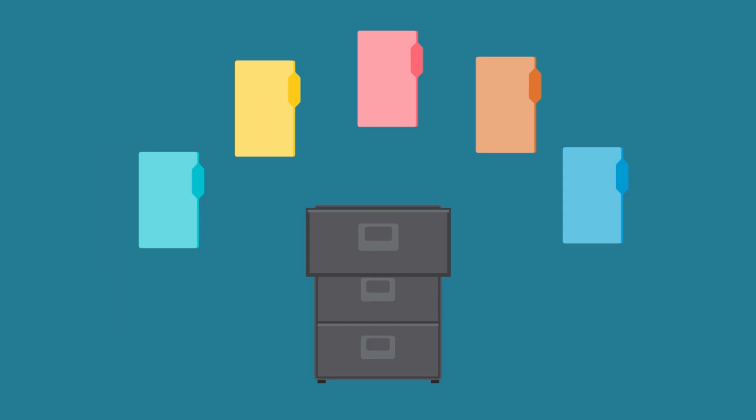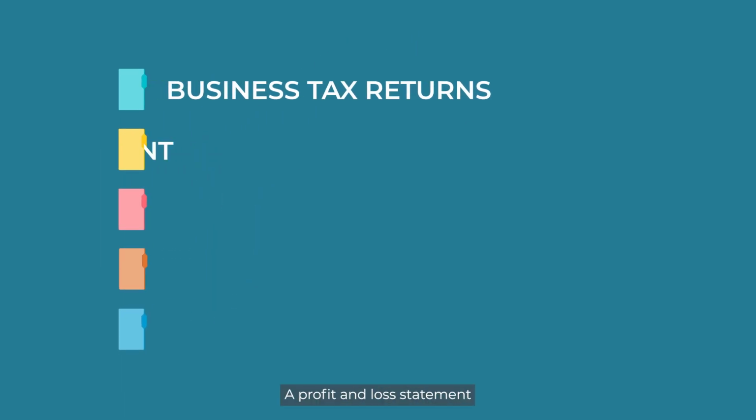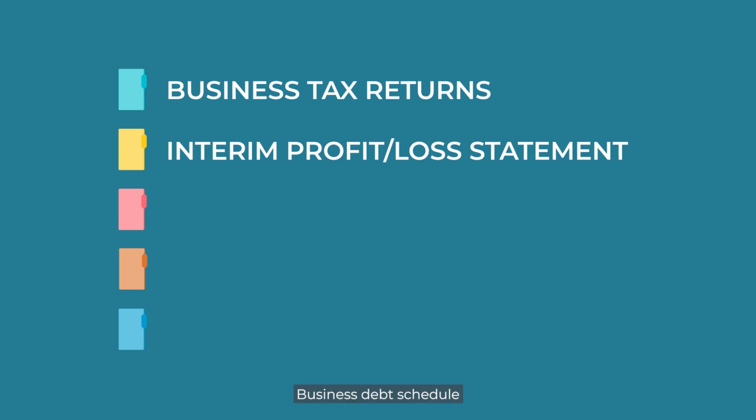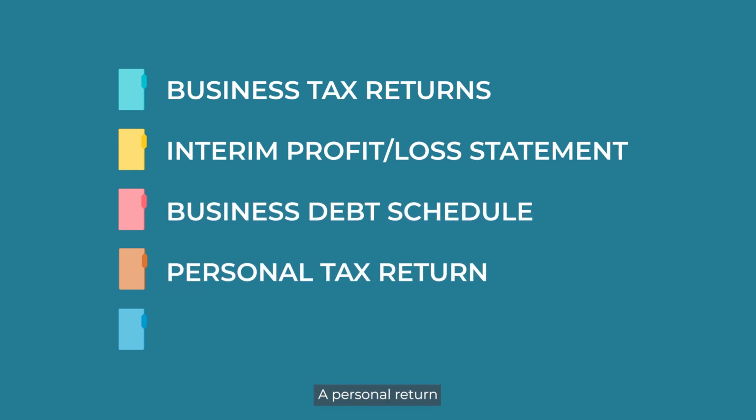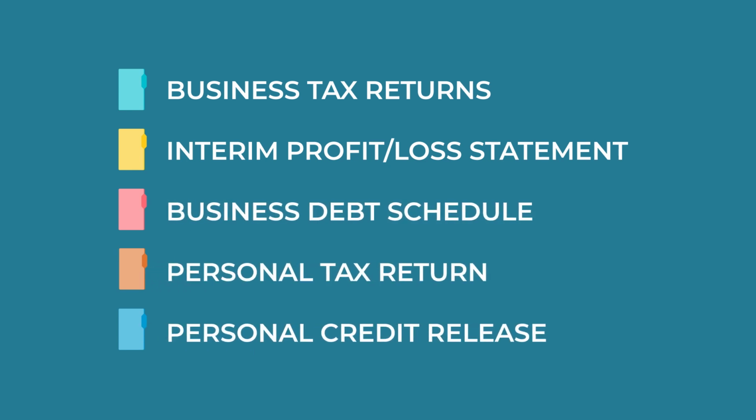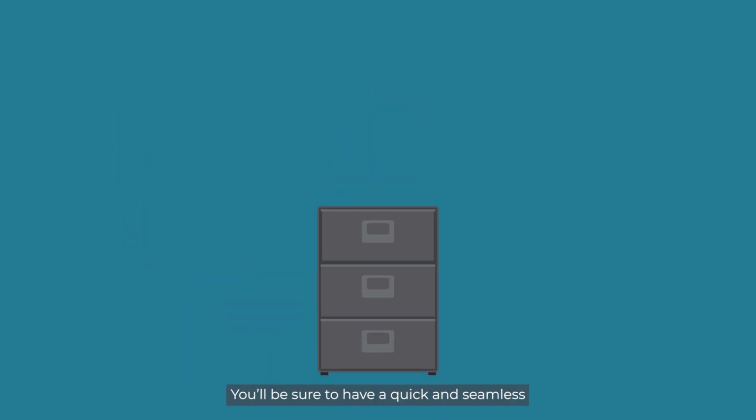Oftentimes, lending can be complicated. Let's make it simpler. A lender will always request business tax returns, a profit and loss statement, business debt schedule, a personal return, and personal credit release. If you focus on these 5 items and have them ready to go, you'll be sure to have a quick and seamless application process.